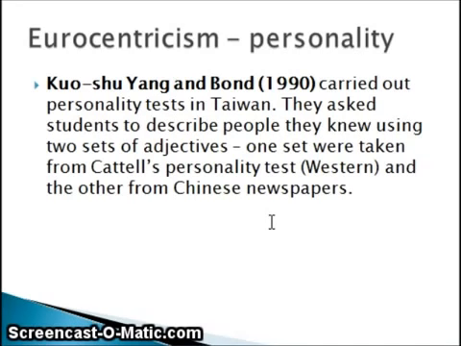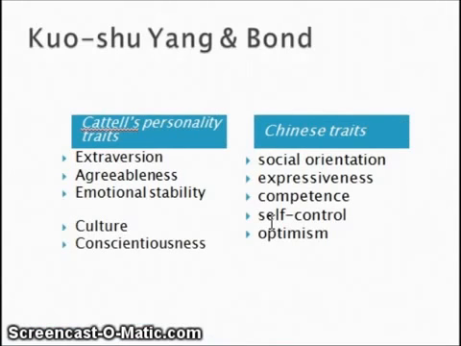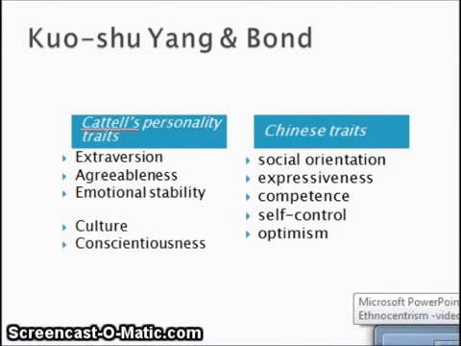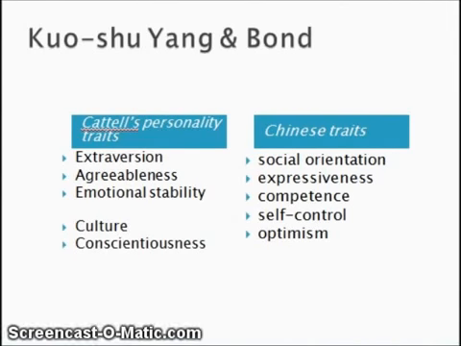And they compared these to what people from another culture had also rated as the best characteristics. So what we see is that when we look at westernized characteristics and westernized people, they say that their friends, their people that they obviously really like and care about, their qualities are being extroverted, emotional stability, conscientiousness, very kind of individualistic sort of characteristics. Whereas if we look at the Chinese traits that we ask people to rate them on, they talked about social orientation, expressiveness, competence, self-control, and optimism. All very kind of group-based characteristics.